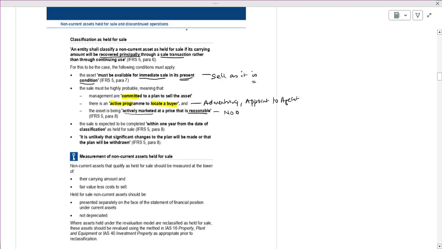No overprice, no underprice. Means you have to price it reasonably. If I say that I'm selling my car for 10,000, nobody will buy. Okay, nobody will buy. The price should be reasonable. And the most important thing, it has to be sold within 1 year.